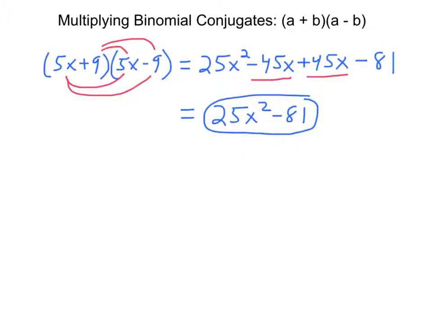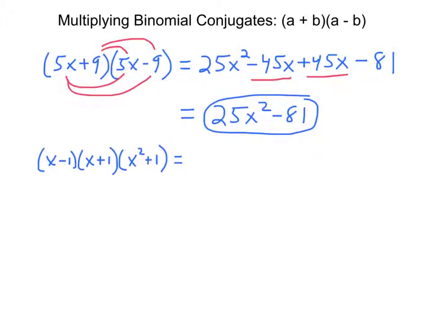Now that always happens when you multiply binomial conjugates together. The inners and the outers add up to 0, and therefore your answer just consists of the firsts and the lasts of the multiplication problem.